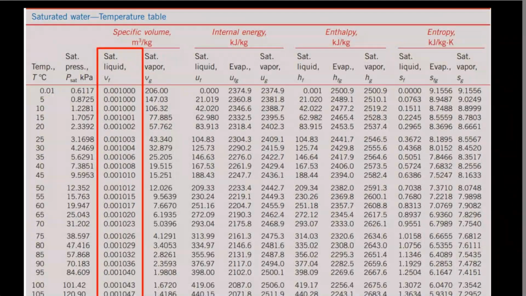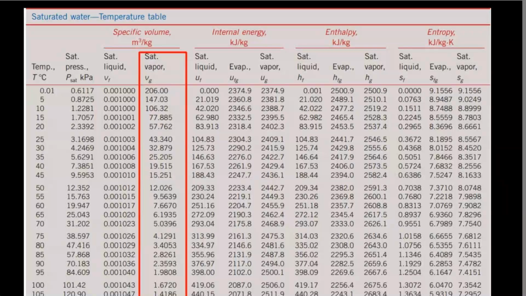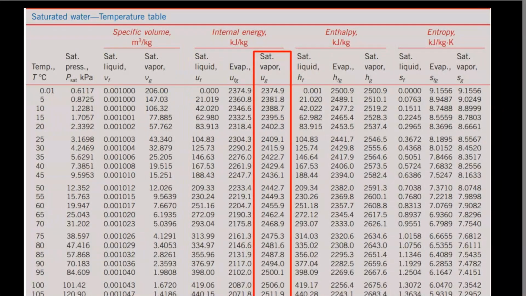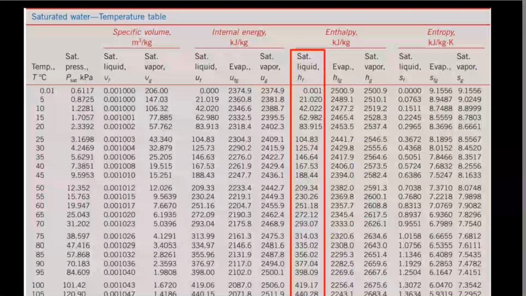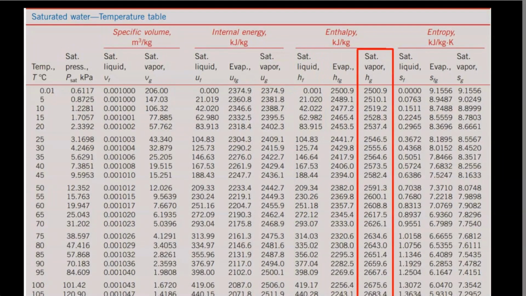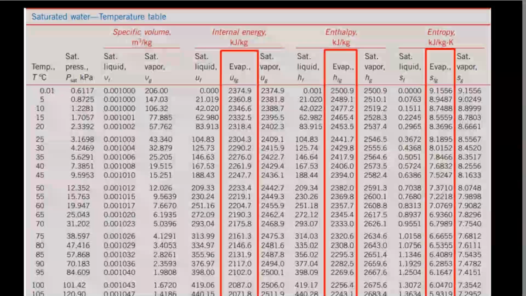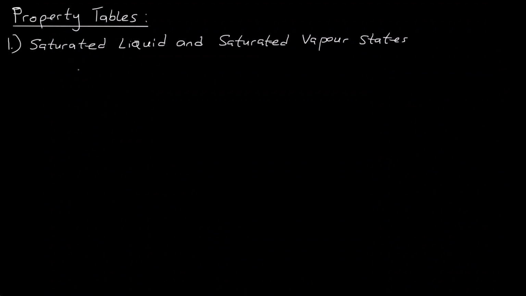So vf is the specific volume of saturated liquid, vg is the specific volume of saturated vapor, uf is the specific internal energy of saturated liquid, and ug is the specific internal energy of saturated vapor. hf is the specific enthalpy of saturated liquid, and hg is the specific enthalpy of saturated vapor. And finally, sf is the specific entropy of saturated liquid, and sg is the specific entropy of saturated vapor. The subscript fg denotes the difference between the saturated vapor and saturated liquid values of the same property. For example, vfg equals vg, the specific volume of saturated vapor, minus vf, the specific volume of saturated liquid. And the same applies to other properties.